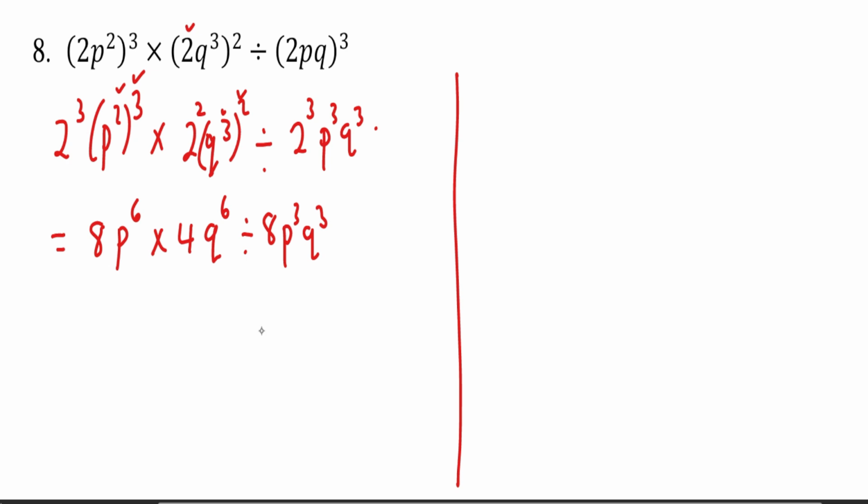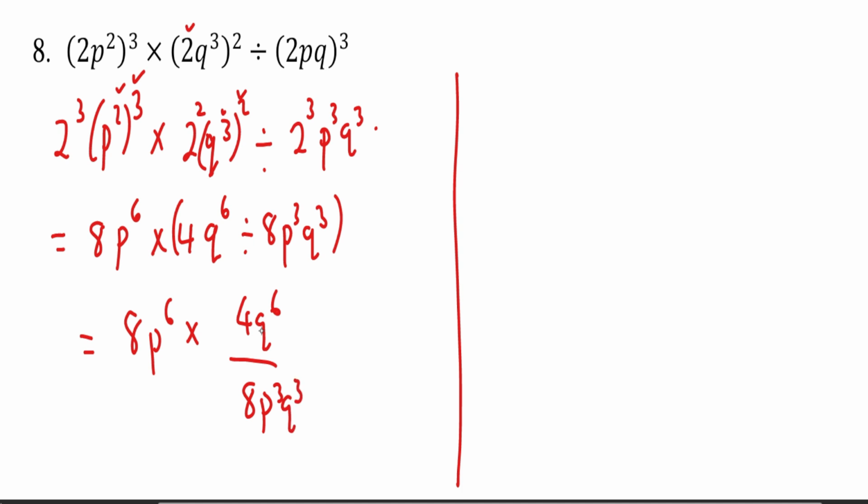So now, after getting that, obviously 8 times 4 is supposed to be... and by the way, you can opt to start with division. Let's start with this one. 8p squared times 4q to the power of 6 divided by 8p cubed q cubed, which is just the same thing. You can multiply first, or you can divide, depending on how you perceive the question.